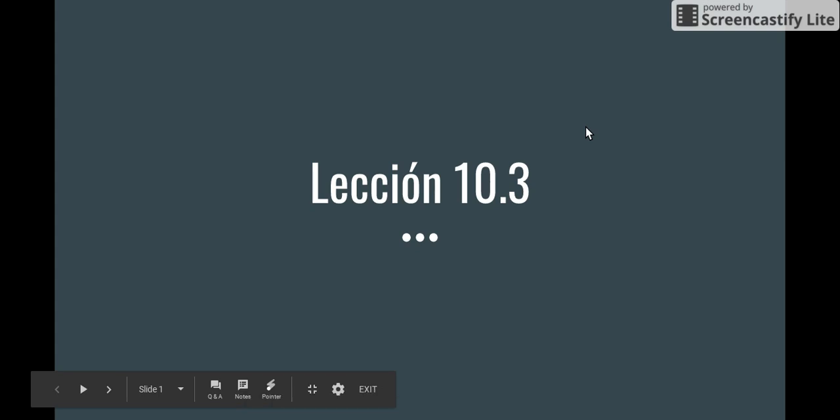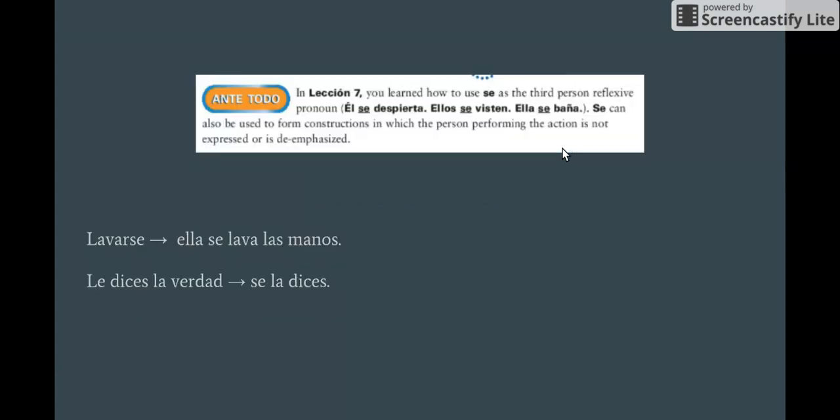For section 10.3, the main topic is constructions with se. In previous lessons, we've learned that se can be used mainly as a reflexive pronoun. So the third person: él se lava las manos, ella se ducha, usted se despierta. And it can also be the third person, singular or plural, indirect object pronoun when it's combined with a direct object pronoun.